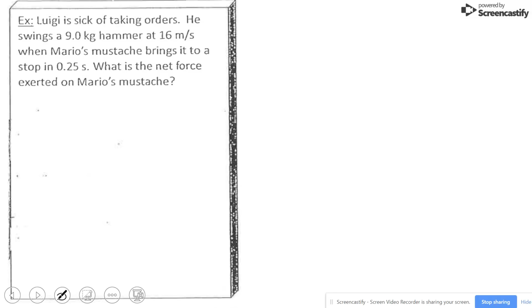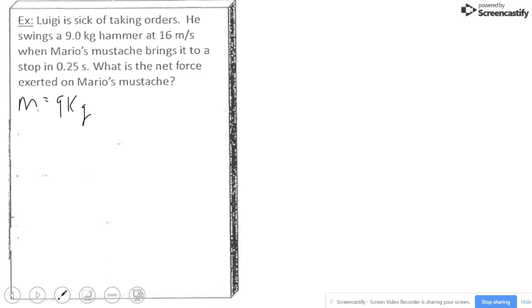Okay, so if we look at our first example, Luigi is sick of taking orders. He swings a 9 kilogram hammer at 16 meters per second when Mario's mustache brings it to a stop in 0.25 seconds. What is the net force exerted on Mario's mustache? So to start off with, we're going to go through and identify all of our pieces in this.